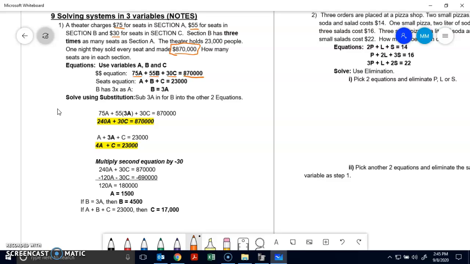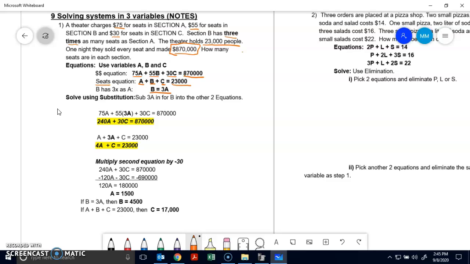So that's one equation. We're also told that the theater holds 23,000 people. So all three sections added together have to equal 23,000 people. So there's a second equation dealing with how many seats there are. And then we're told that section B has 3 times as many seats as section A. So B equals 3A. Why does B equal 3A and not B times 3?